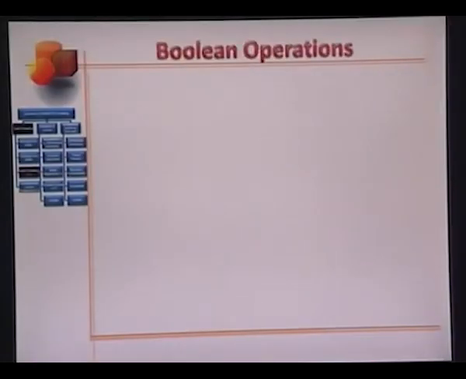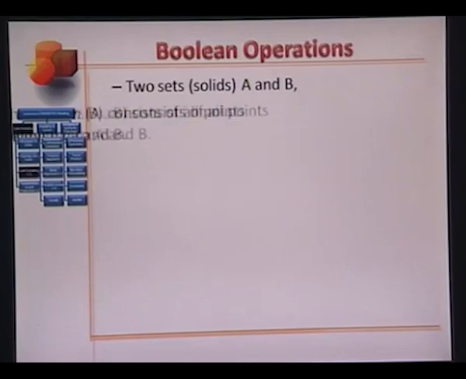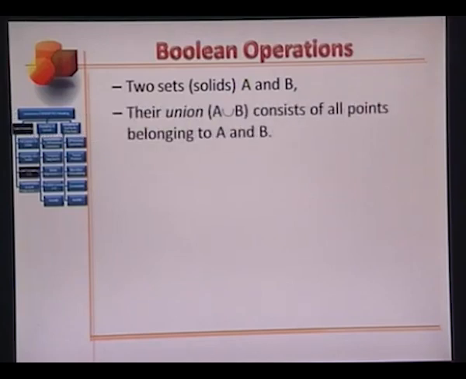We have seen two kinds of Boolean operations already, namely the subtraction and the Boolean join. Let's talk about some more operations in detail. Two sets or solids A and B. If we have two solids A and B, their union, which is represented by A union B, consists of all points belonging to the two solids.